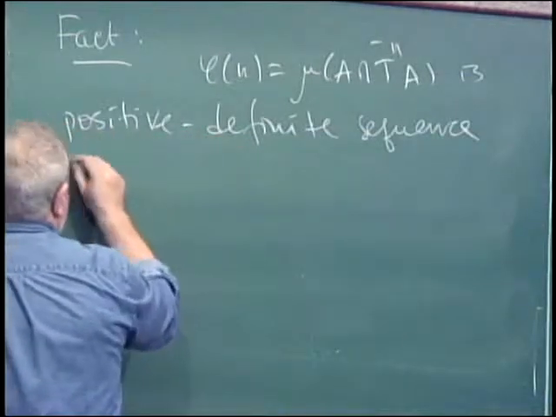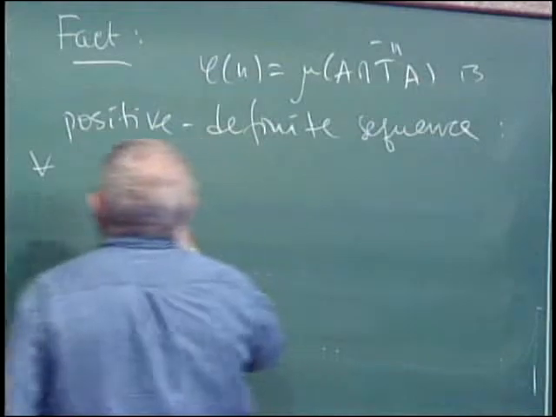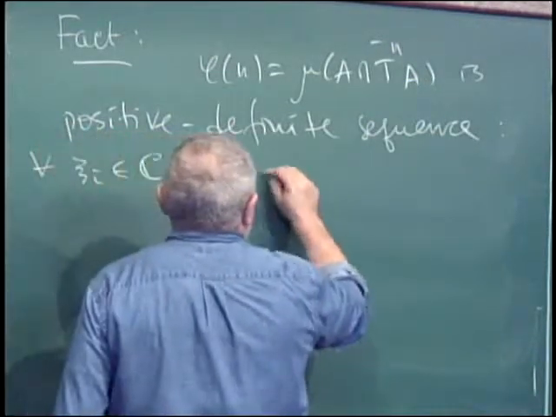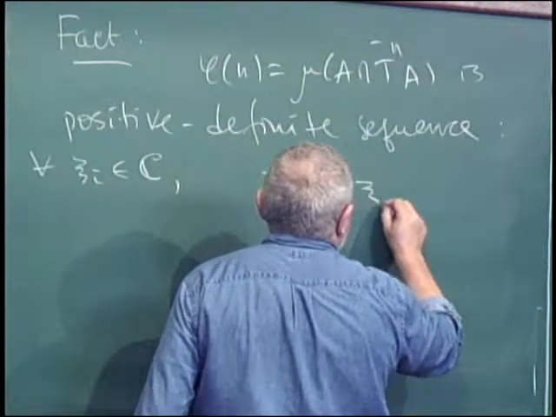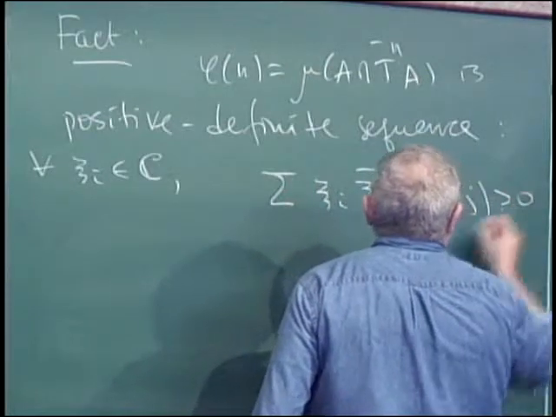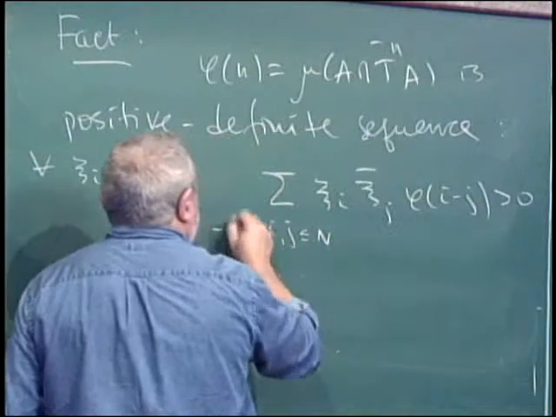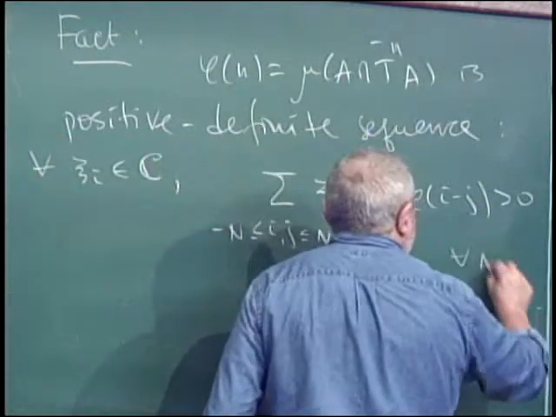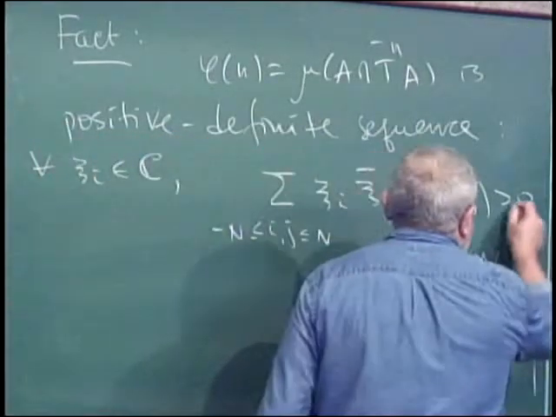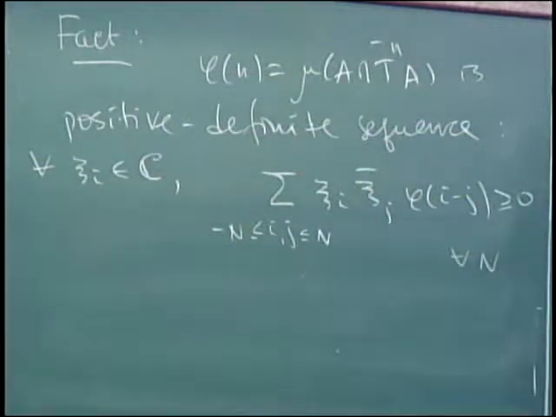So this means that for any xi in C, the sum of xi xj bar phi of i minus j is positive for all n. Non-negative. Thank you. Okay, so that's the definition of positive. Still, we call the sequence positive definite, but the inequality is non-negative. If you are more careful, maybe you should call it non-negative definite. Let's stick to positive definite. In our case, it will be sometimes positive. So this is a definition.